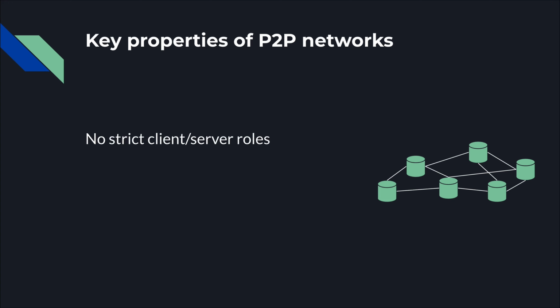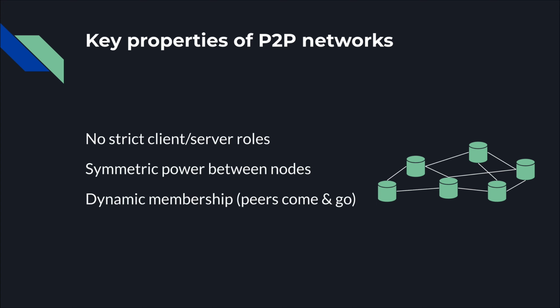Like I already mentioned, there are no strict client and server roles. There is symmetric power distribution between the nodes of the network. Every node is equal, there's no master or client node. All of the nodes in the network have a sort of dynamic membership where peers come and go as they please. And these nodes also operate on some partial trust assumptions, which simply means that the nodes of a network put some sort of faith in each other that the other nodes would not act maliciously.